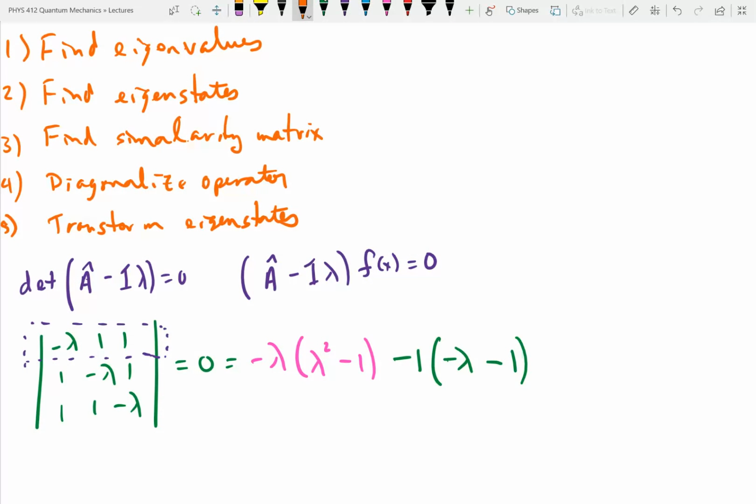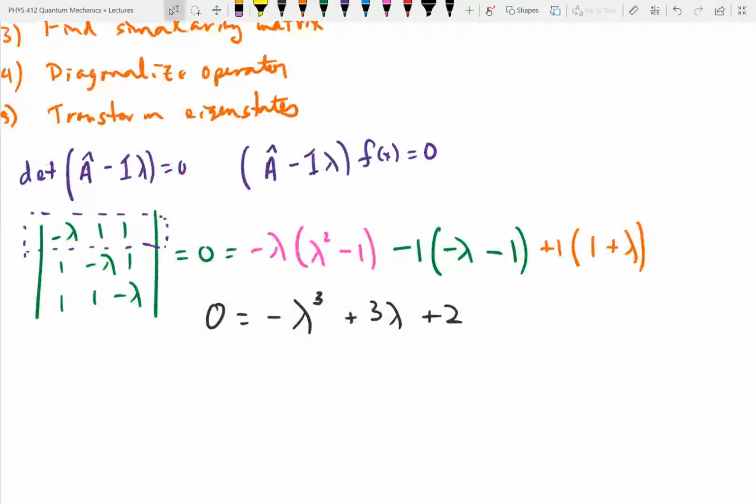So we have plus 1 times 1 plus lambda. All right, there's our equation. You look at this and you're like, oh, goody, right? Isn't that what you're thinking? Well, if you expand it out, that gives us this. And then you look at this and you say, what in the world? How do I do that?